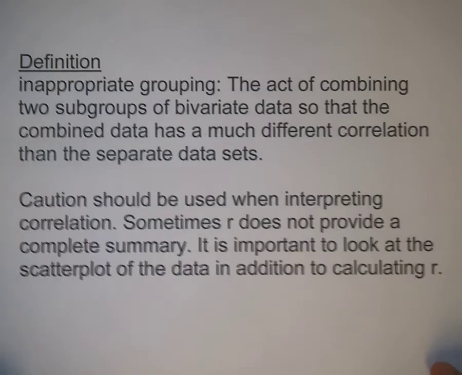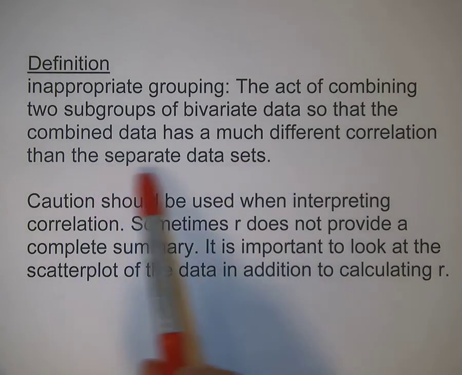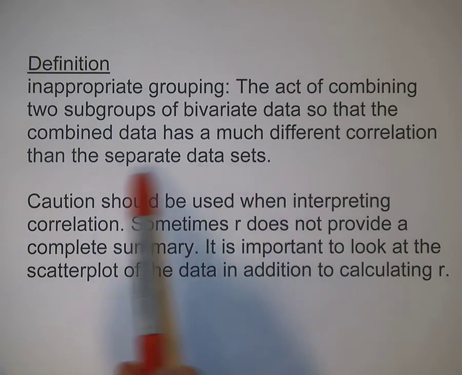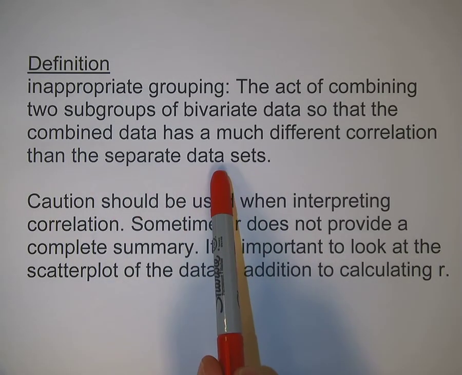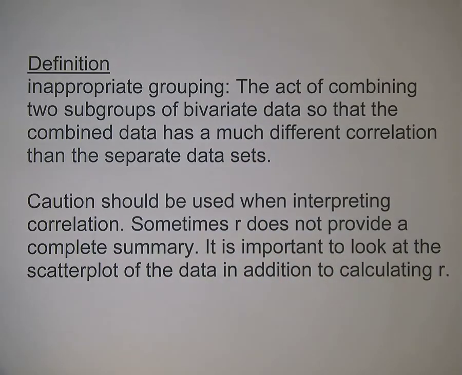Okay. So in that situation, we had some inappropriate grouping. An inappropriate grouping is the act of combining two subgroups of bivariate data so that the combined data has a much different correlation than the separate data sets. And that's what we saw. We had very little correlation between the two data sets when they were separate, but when they were together, there was a pretty high correlation.